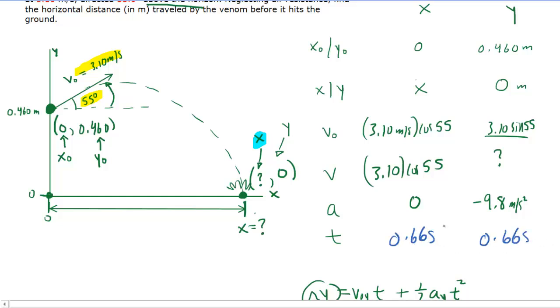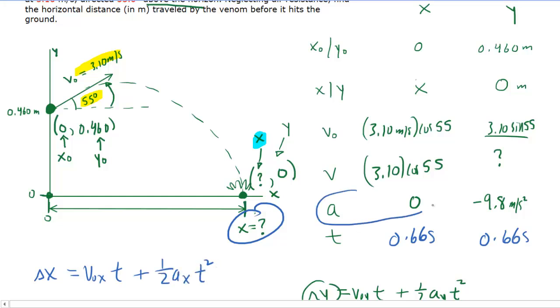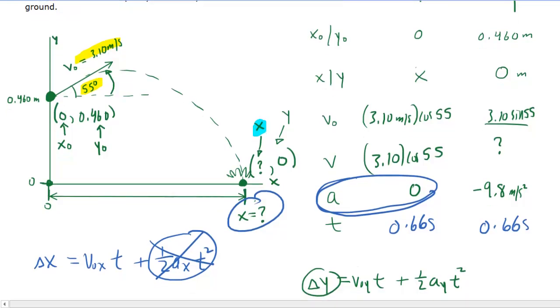And now that you have the time, you can calculate x, which again is what we're looking for. We're going to use the same equation, but we'll rewrite it in terms of x's. So delta x is equal to the initial velocity in the x direction times time, plus 1/2 times acceleration in the x direction times time squared. Recall that the acceleration in the x direction was 0, so this term right here will actually disappear because you're going to have 1/2 times 0 times t squared. Furthermore, remember we can expand delta x to be x minus x naught. We look back at the table and we can see that x naught was 0. So this term scratches out as well.